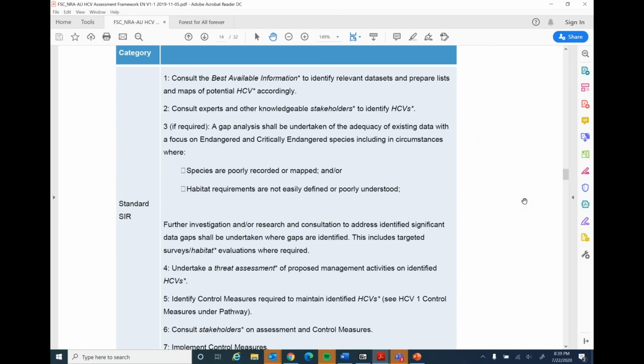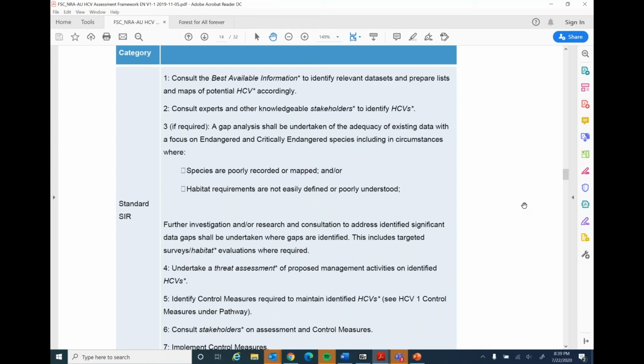As you'd see, it's a more complex process with a few more steps in there. So again, similar process around consulting your best available information, consulting your experts, if you need to, undertaking a gap analysis. So again, it's recognising that Australia is a broad country, and various areas will have various chances of particular values. In this case, threatened species or other species or values of significance.